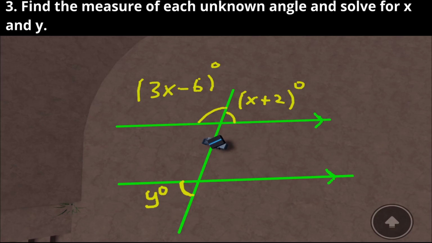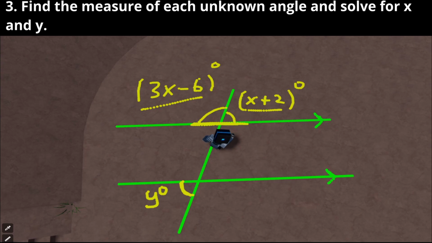That's it. In this problem, I need to solve for what x and y are equal to, and I need to find the value of each of the angles in this problem. To solve this problem, I'm first going to realize that these two angles over here are supplementary because they're along a straight line. That means that they add to 180 degrees. So if I add both of these together and set them equal to 180 degrees, I can maybe use that to solve for x. So let me do that.